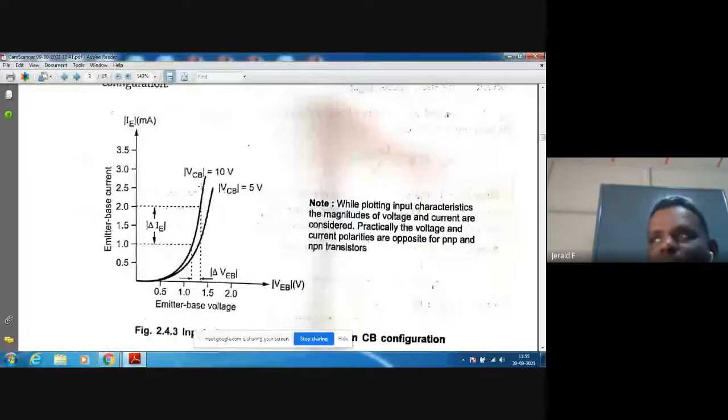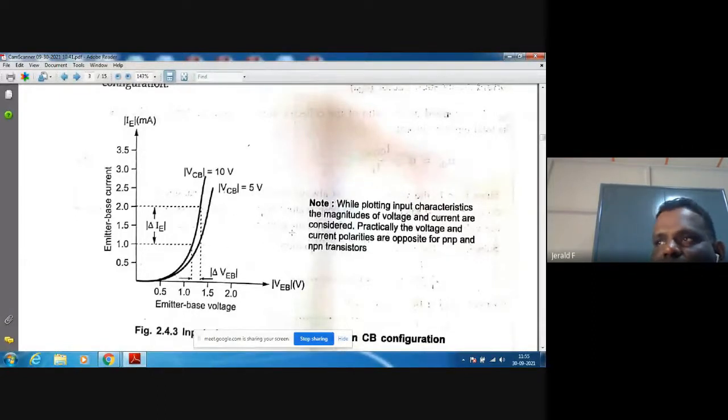As the voltage gradually increases, the current rises suddenly. That is called IE. First we take 10 volt. Next, we can apply 5 volt, or whatever voltage we like. So VCB is equal to 5 volt. Next we go for 1.5, then 1. So several voltages can be applied.